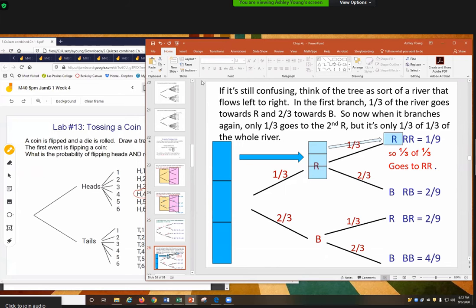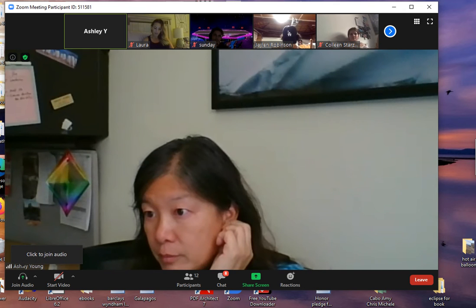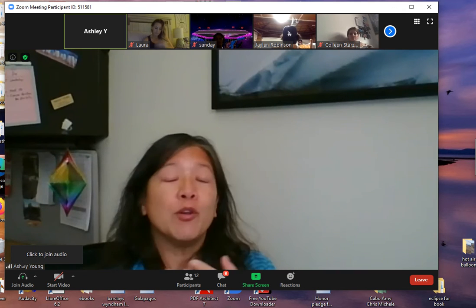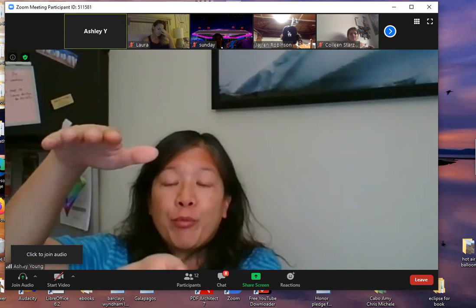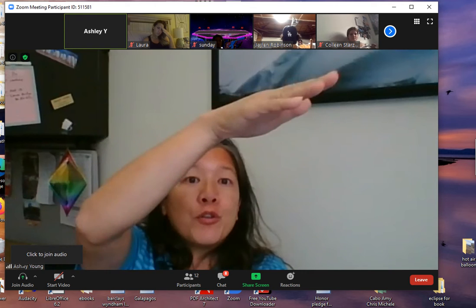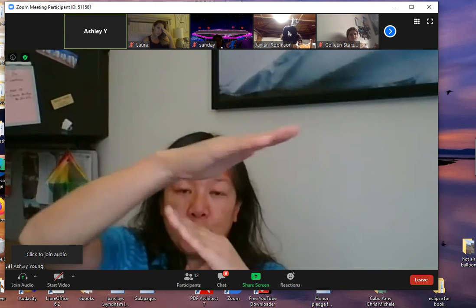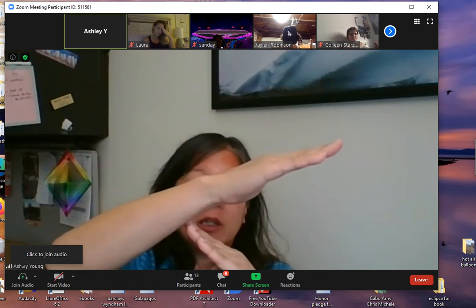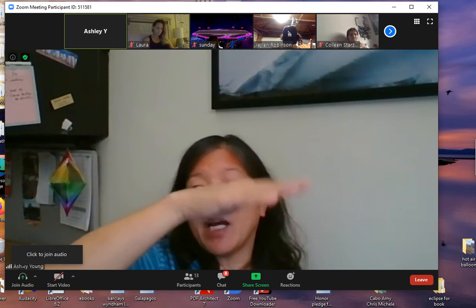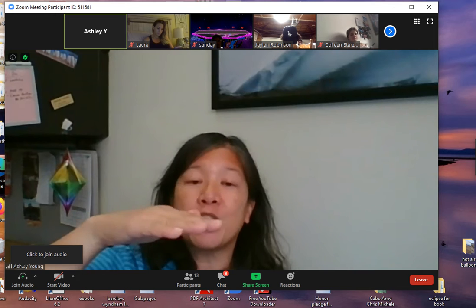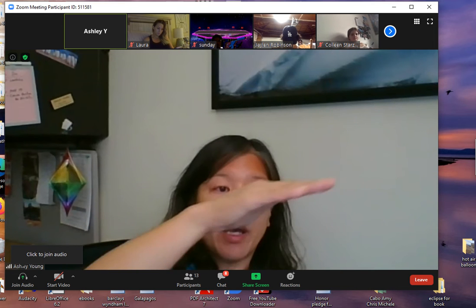Another way of thinking of it, the way I like to think of it, is like this. Think of a river that's flowing, and the river branches. A third of the river goes to red, and a third of the river goes to blue, right? So it branches off. I go along the one that goes towards red. Now I'm floating around, bobbing along in my little raft, and it branches again. 1/3 to red, 2/3 to blue.